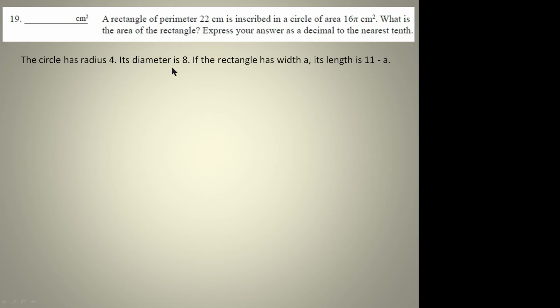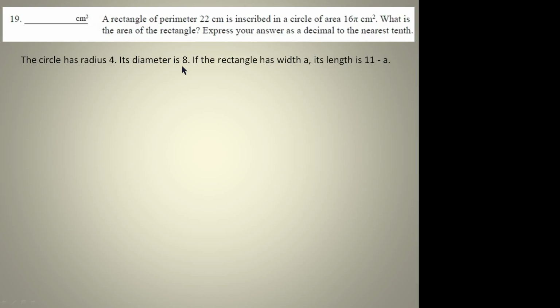So from here, we should know that the circle has radius 4. Why is the radius 4? Because the area is pi r square. R square is 16. 16 is 4 square, so the square root of 16 is 4. So the radius is 4, then the diameter, twice that, is 8.